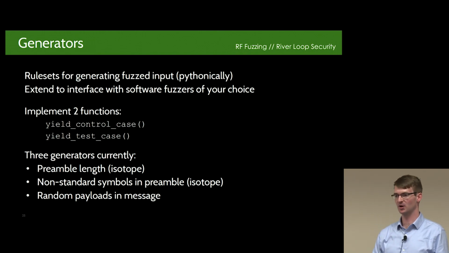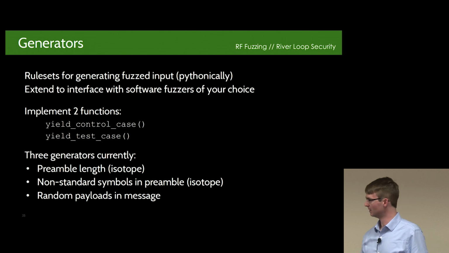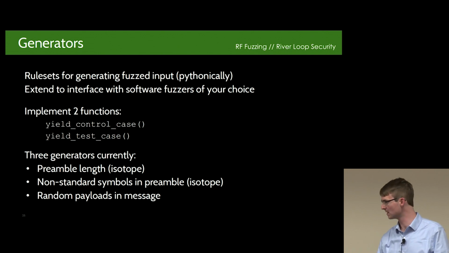The next class I'm going to mention briefly is the generator class. And the generator is essentially what produces an RF test case, and it does so in a clean, Pythonic way. So basically, when you extend the generator class, you're writing the logic that is actually going to produce the fuzzed input to the system that you're fuzzing.